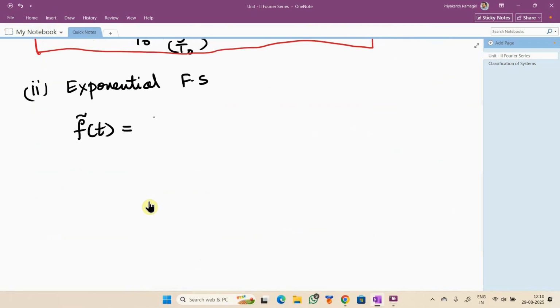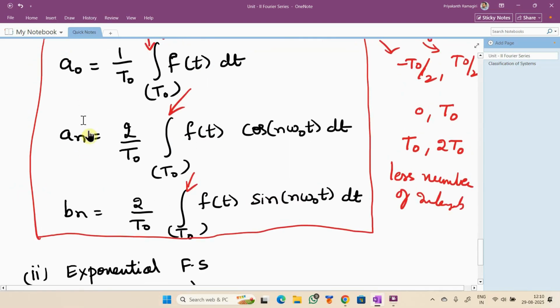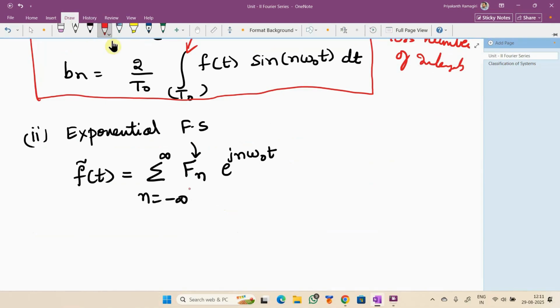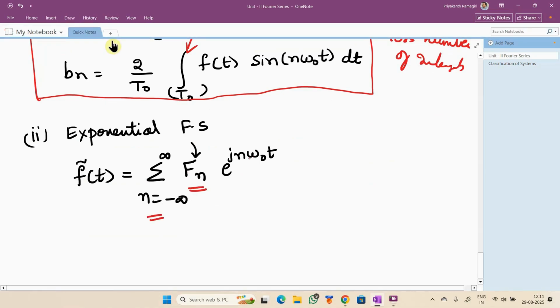So any periodic signal f of t can be represented as a weighted sum. So now what is Fn? What are these a naught, an and bn? Fourier series coefficients. These are the coefficients of the trigonometric Fourier series. Now, how many coefficients do you have in the exponential Fourier series? Only one. Yes, sir. That's it. So this is clearly understood as the weighted sum of harmonics.